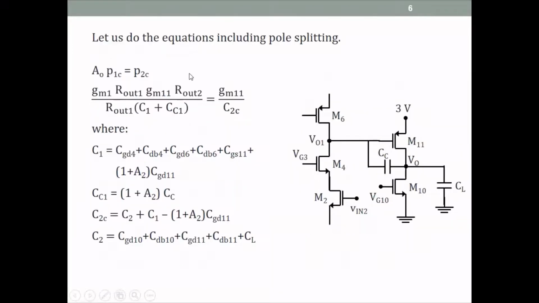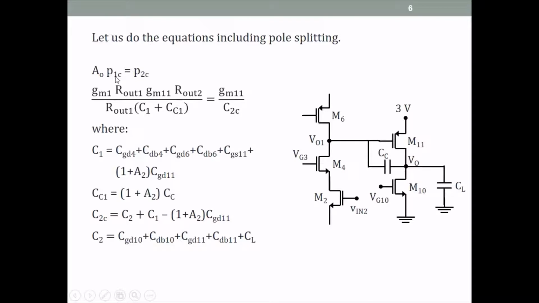Alright, so let us now do the equations including the effect of pole splitting. So we say with pole splitting, what we want is that the gain bandwidth product be equal to the second pole, where both the first pole and the second pole are modified because of the presence of Cc. So we call them P1C and P2C. So A0 is GM1 Rout1, GM11 Rout2.